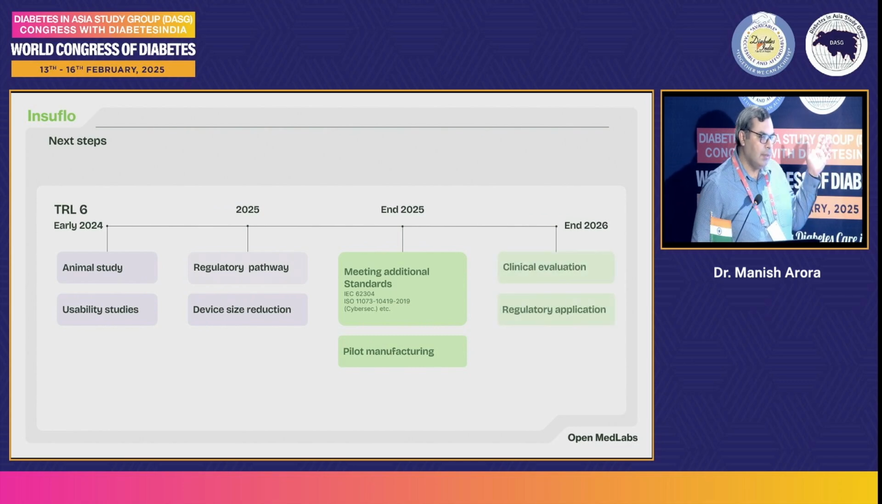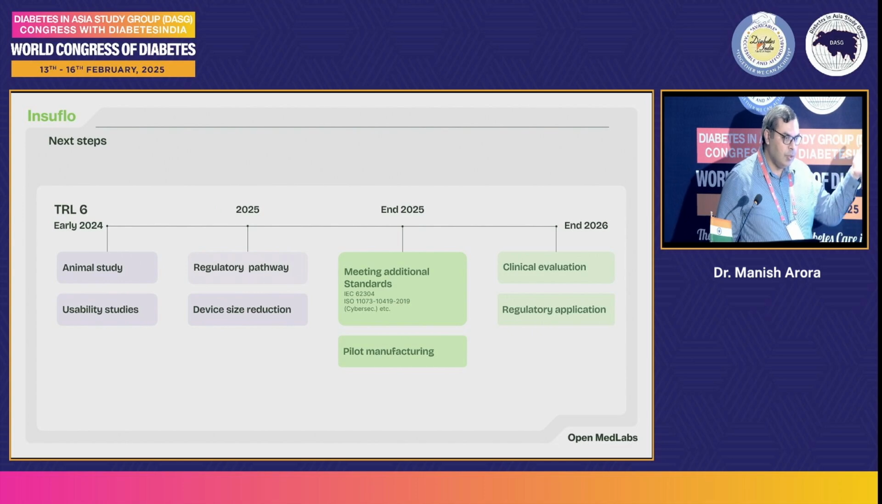From a regulatory point of view, we don't need to do the clinical evaluation once we show the lab accuracy is sufficient, but I think we want to build the confidence that this is doing correctly. So those studies are to be planned.